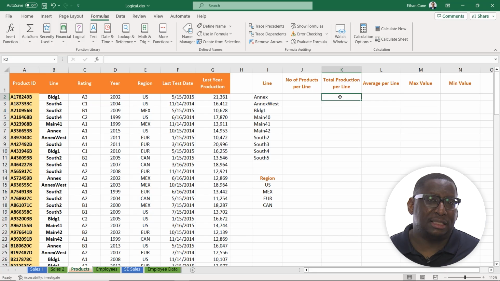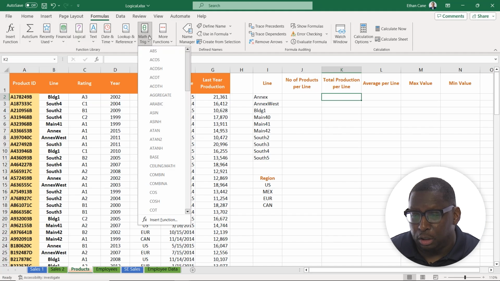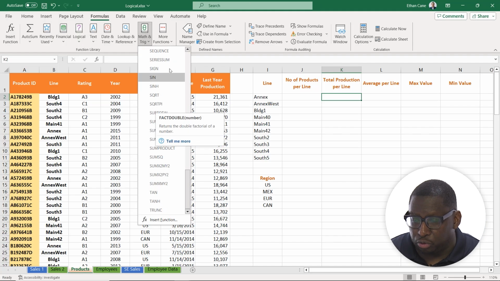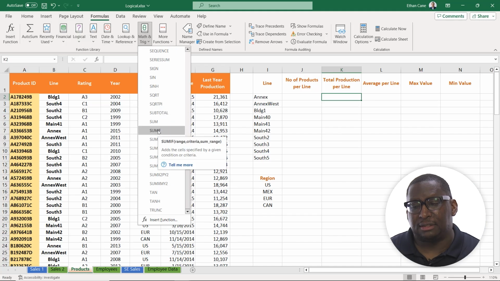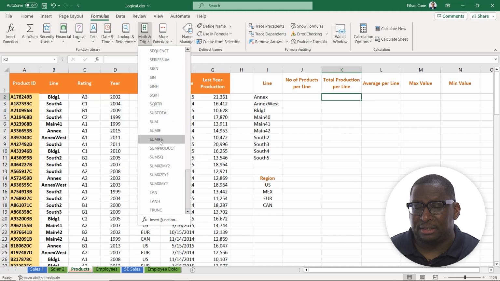Now, here's where things get a little tricky. These functions are not categorized under the logical category. I don't know why. I fuss about it all the time, and yet they're still there in different places. I think they should all be under the logical category because that's, in my opinion, what they are. They have them categorized based on the type of output. So this is a sum, so this would be considered a Math and Trig function, okay? So under Math and Trig, we can scroll, and here we find SUMIF, and there also is SUMIFS, right?